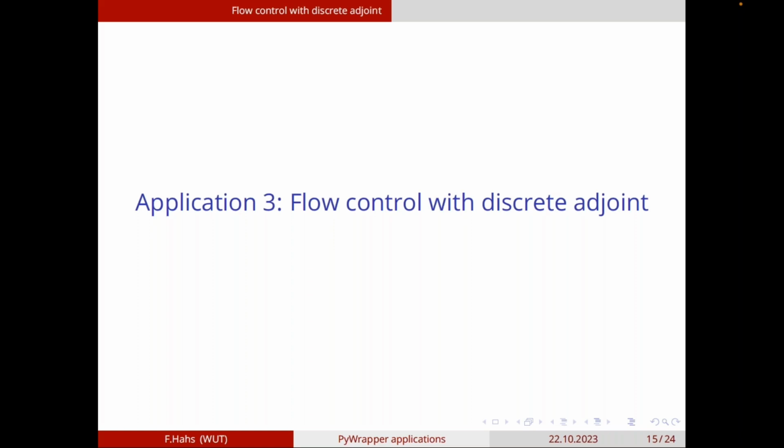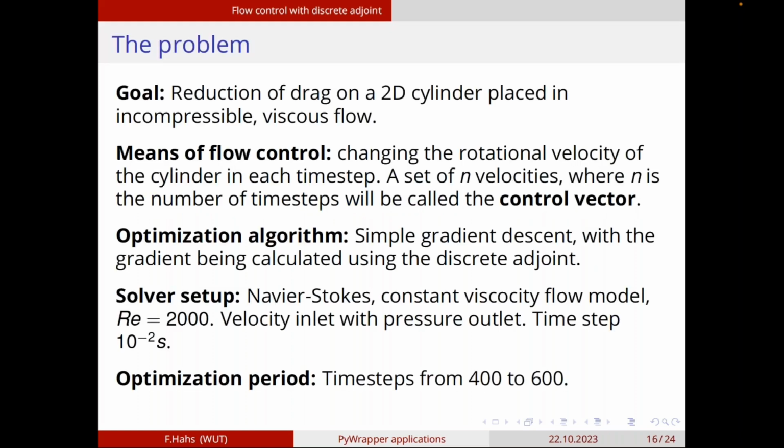The final application is flow control with discrete adjoint. The problem is to reduce drag on a 2D cylinder placed in incompressible viscous flow by rotating the cylinder, by setting the moving wall velocity with the PyWrapper. I used a simple gradient descent, since that's all I could get working. I also must admit that I selected a Reynolds number accidentally, which is too high, 2000. Hindsight is 20/20, but it's definitely too high. And I optimized time steps from 400 to 600.